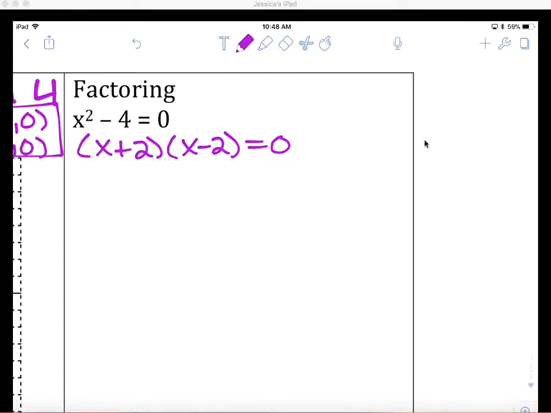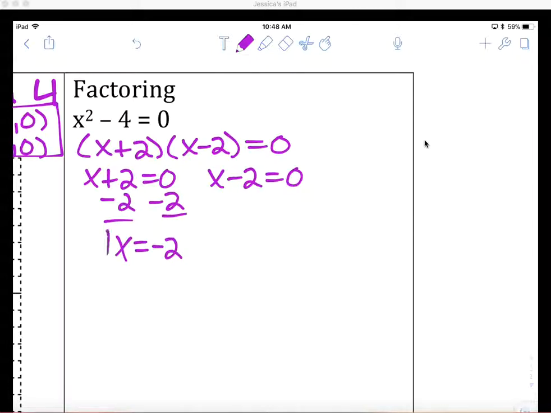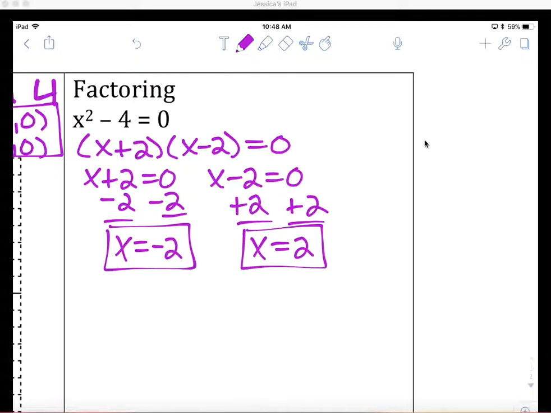Those are my factors. Now to solve them, x plus 2 equals 0 or x minus 2 equals 0. For the first one, when I subtract the 2, my first answer is negative 2. For the second one, when I add the 2, my second answer is positive 2.